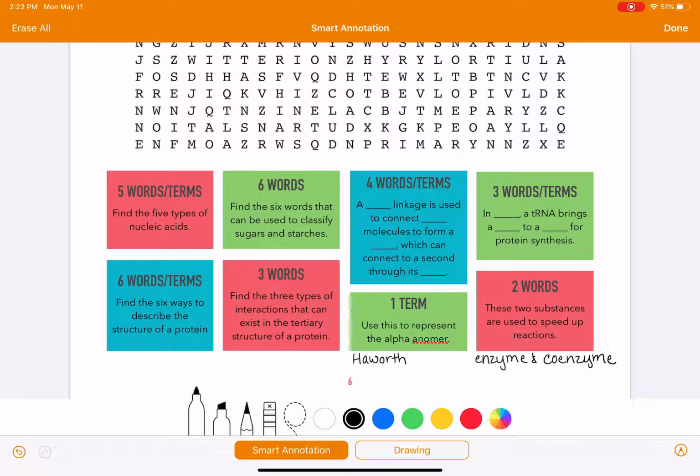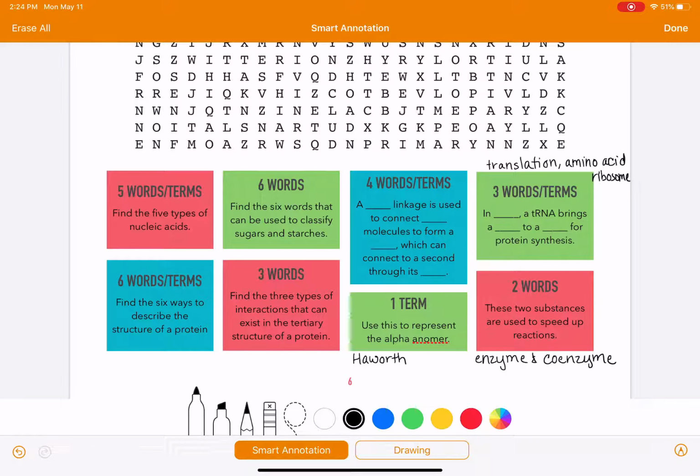And let's go up 3 words in the green box. In what, a tRNA brings a what to a what for protein synthesis. So this would be in translation. A tRNA brings an amino acid to a ribosome. Amino acid, translation, ribosome.